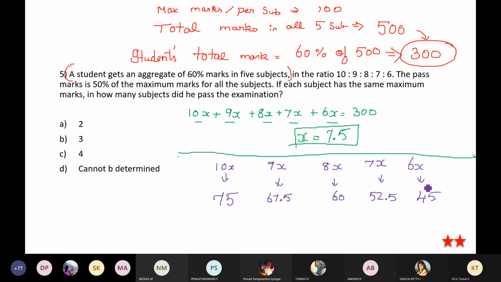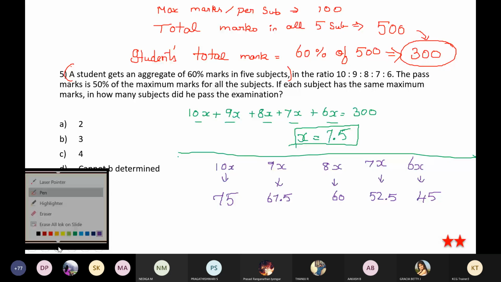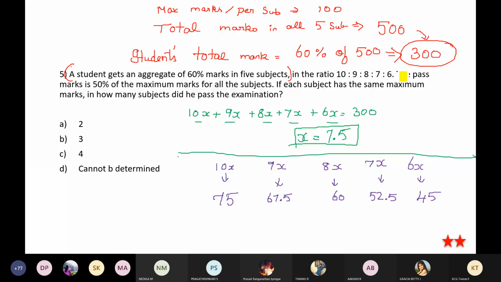Now, the most important line is actually in the second line. What is the data given? The pass marks is 50% of the maximum marks. According to my assumption, 100 is the maximum marks, so a student has to get 50 marks at least to pass.